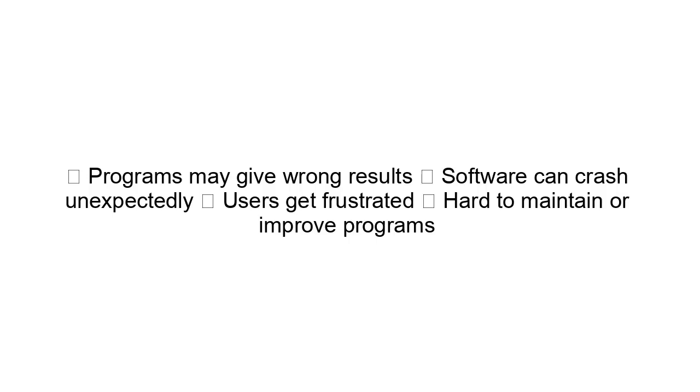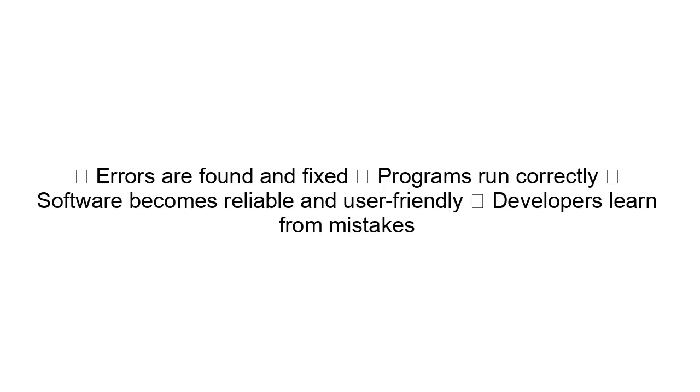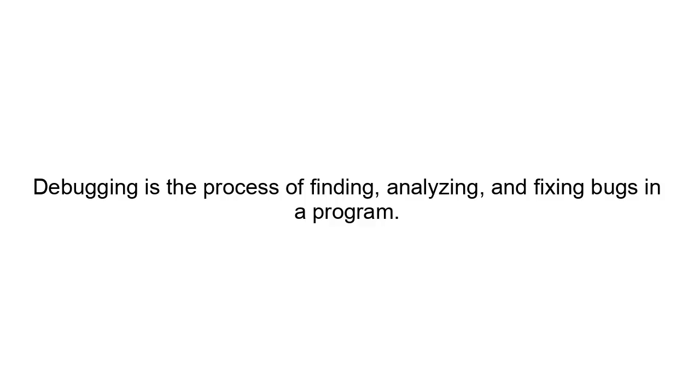Why it matters. Without debugging, ❌ programs may give wrong results. ❌ Software can crash unexpectedly. ❌ Users get frustrated. ❌ Programs are hard to maintain or improve. With debugging, ✅ errors are found and fixed. ✅ Programs run correctly. ✅ Software becomes reliable and user-friendly. ✅ Developers learn from mistakes.